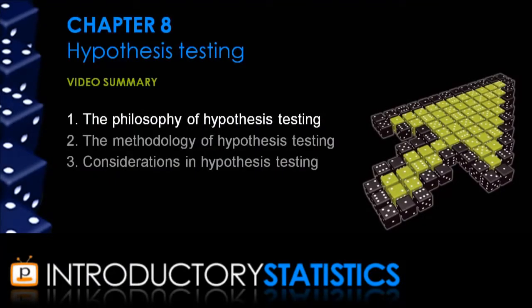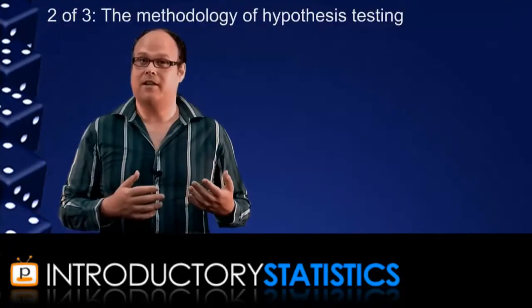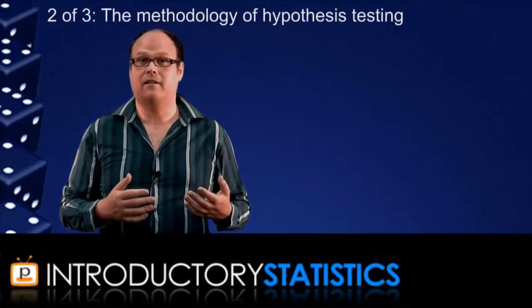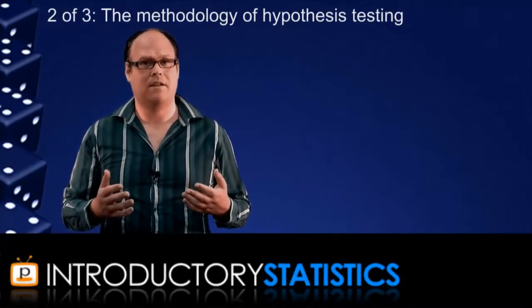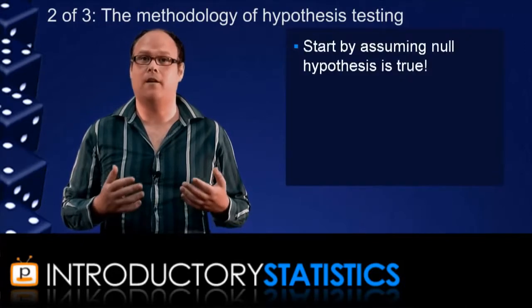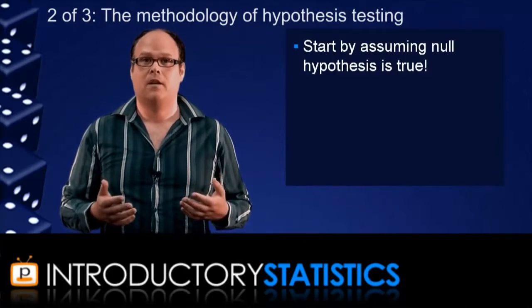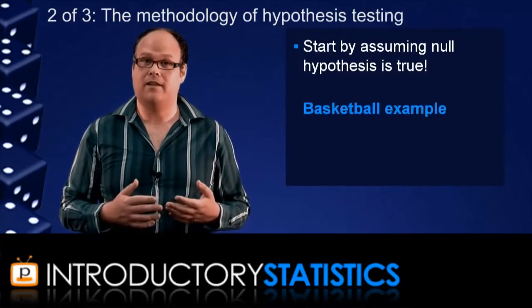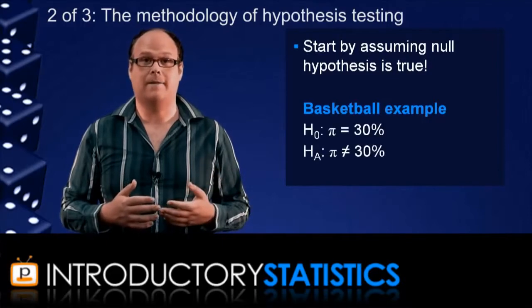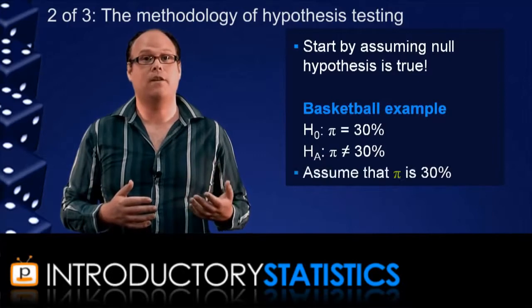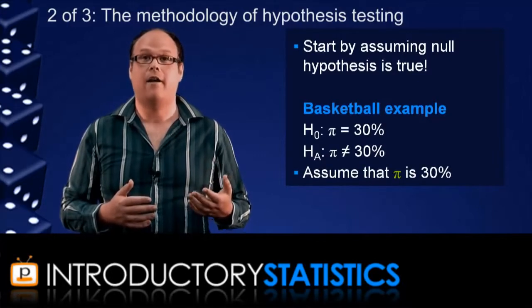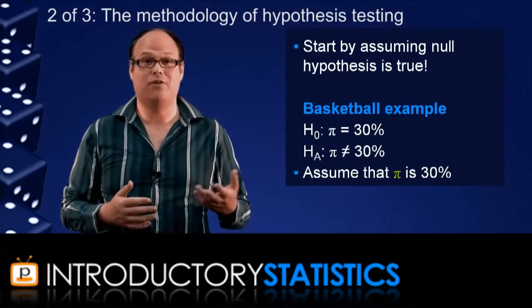Now let's look at the methodology of a hypothesis test. We'll get to a step-by-step guide soon, but to build up to that, let's look at the reasoning behind the method. One of the key steps in a test is to assume that the null hypothesis is true. Let's keep looking at the basketball example. Let's say we're running a two-sided test now. So we assume that the null hypothesis is true. That is, we assume that the proportion, pi, of fans that are female is 30%.